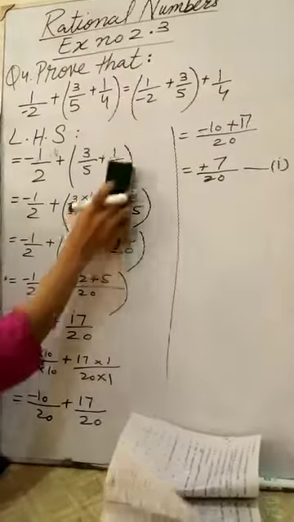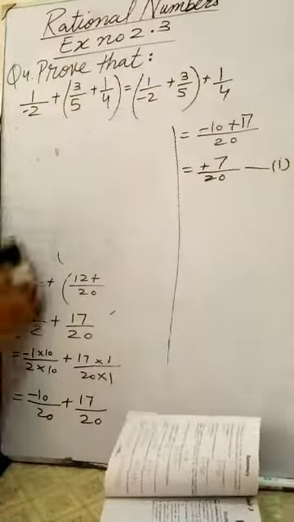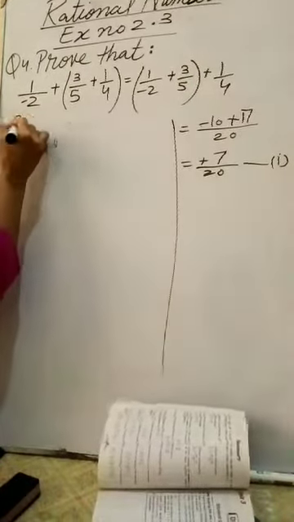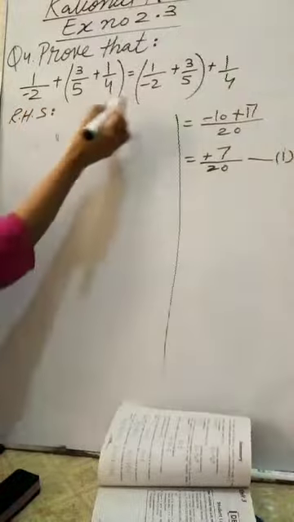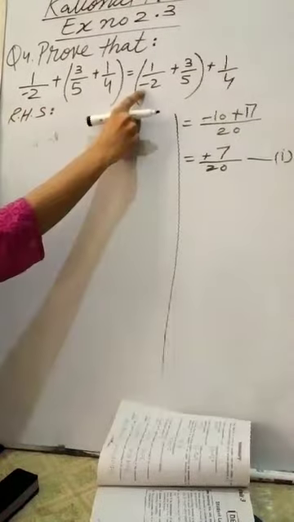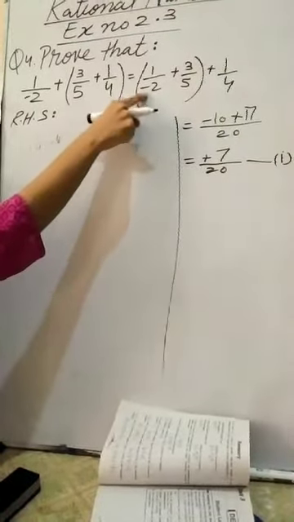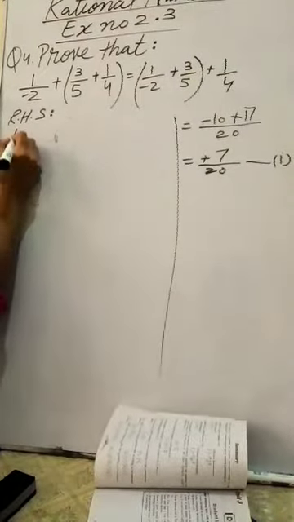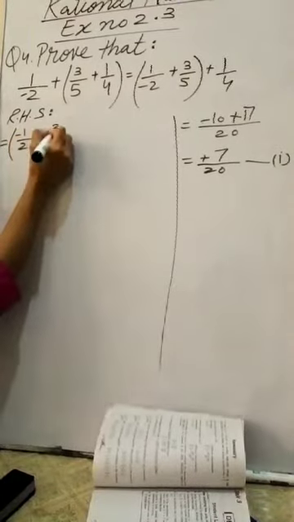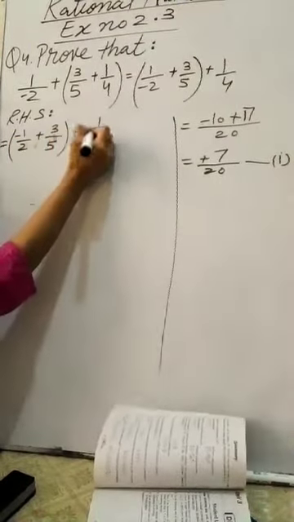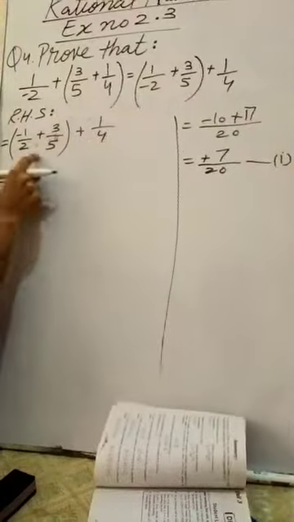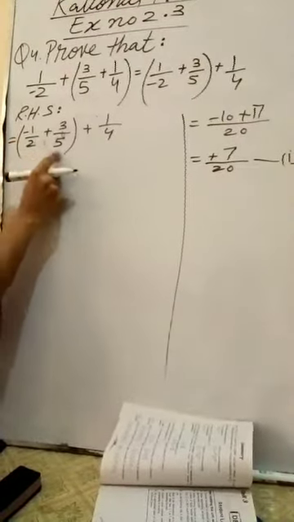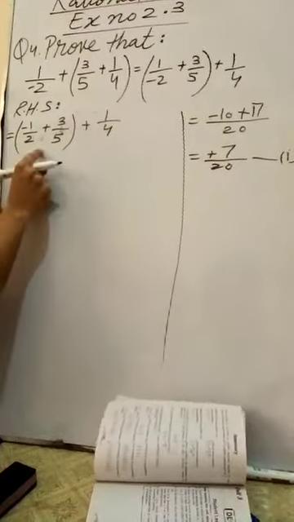Now I am solving the right hand side. Right hand side. When you are writing the question again, you need to put the denominator sign with the numerator. Minus 1 over 2 plus 3 over 5 plus 1 over 4. Always solve the bracket first. But in the bracket we have addition and minus sign, so it means you need to find the LCM.